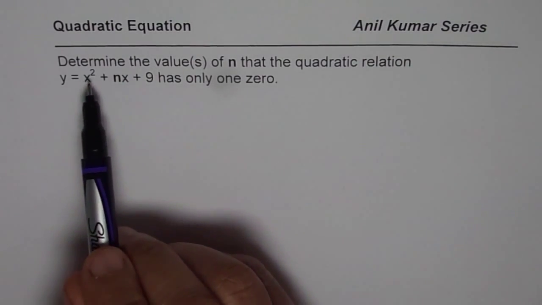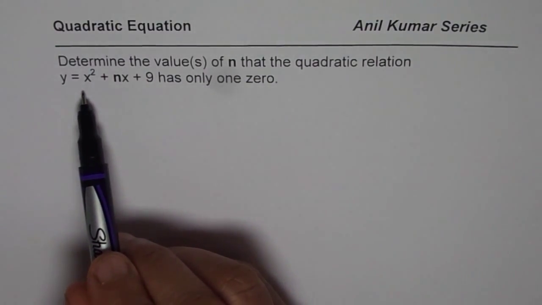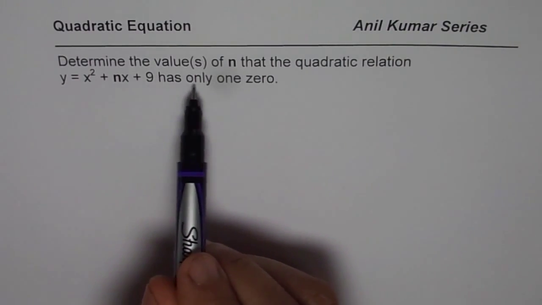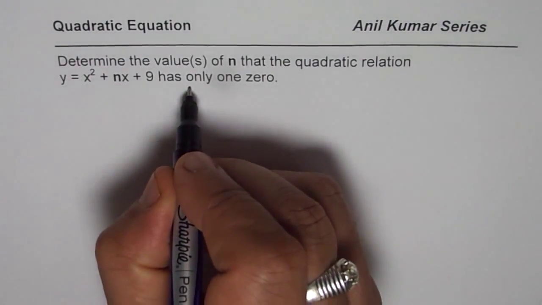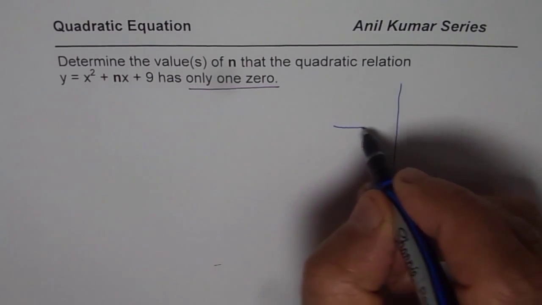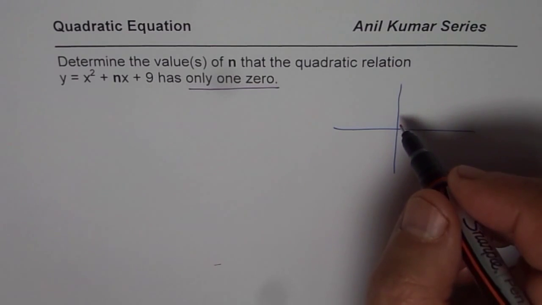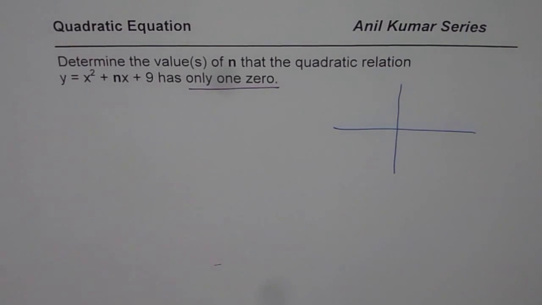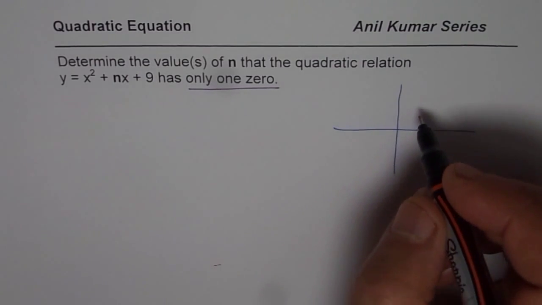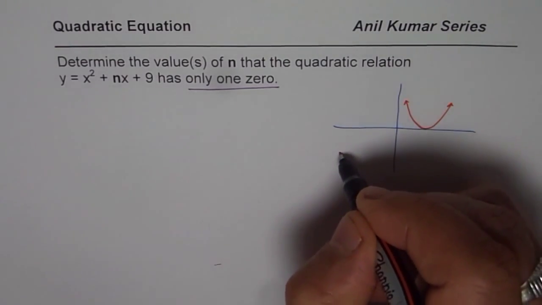It says, determine the values of n that the quadratic relation y equals x square plus nx plus 9 has only 1 zero. So that is kind of important. Only 1 zero means we have a vertex which is on the x-axis. Do you understand? So we could have a situation like this, vertex on the x-axis, or it could be like this.